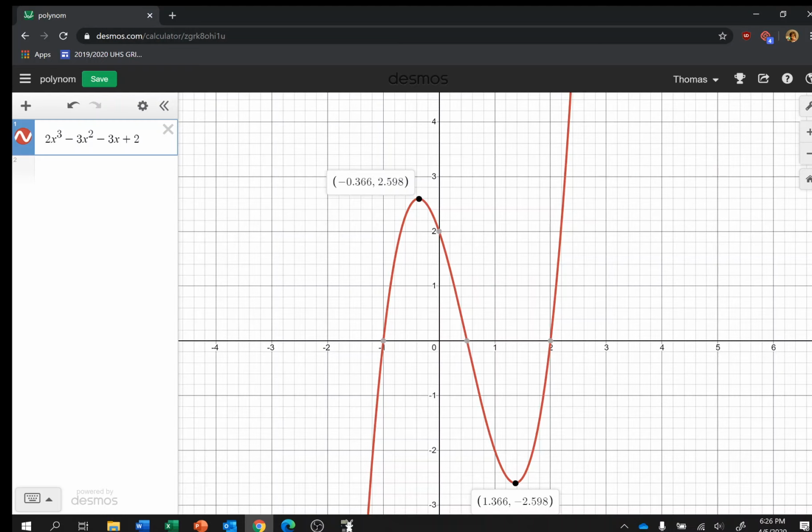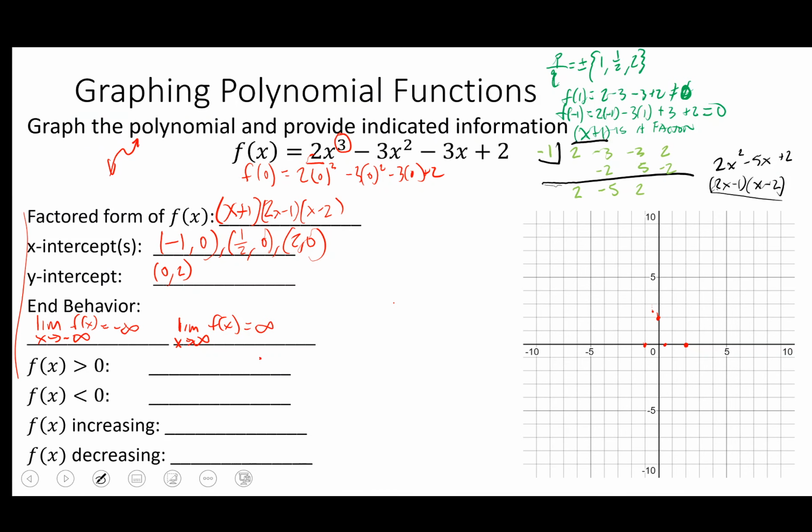Sorry, too far again. Alright, so we had these points. We had negative 0.366 and 2.598, so somewhere like right here. And we also had 1.366 and negative 2.598, so somewhere in this area.